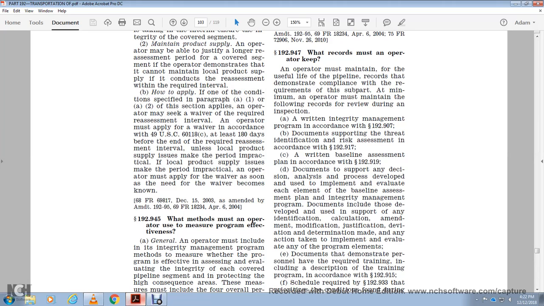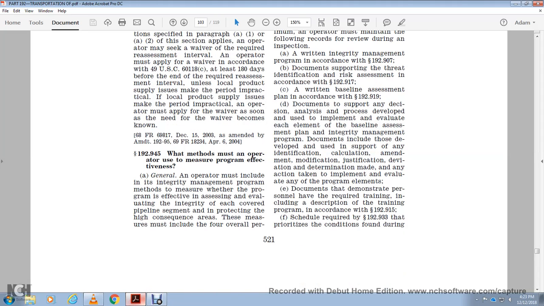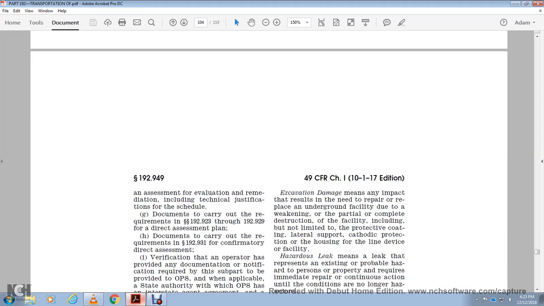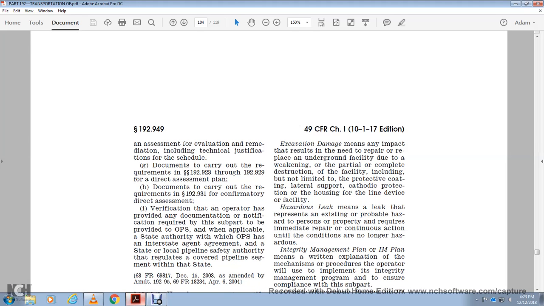Integrity management program documents include the development and support of the identification, calculation, amendment, modification, justification, deviation, determination made, any action taken and implemented, and evaluation of any of the program elements. Documents that demonstrate the person will have the required training, including the description of the training program in accordance with 192.915. The schedule required in 192.933 prior to the condition found during the assessment or evaluation, remedial actions, including the technical justification. The documents that carry out the requirements of 192.923 through 192.929 for direct assessment. Documents that carry out the requirements of 192.931 for direct and confirmatory direct assessment.